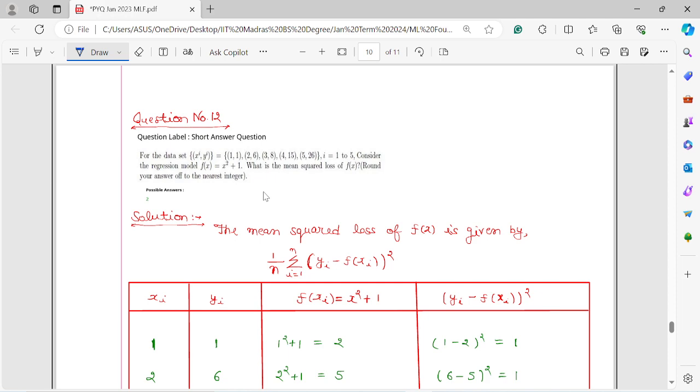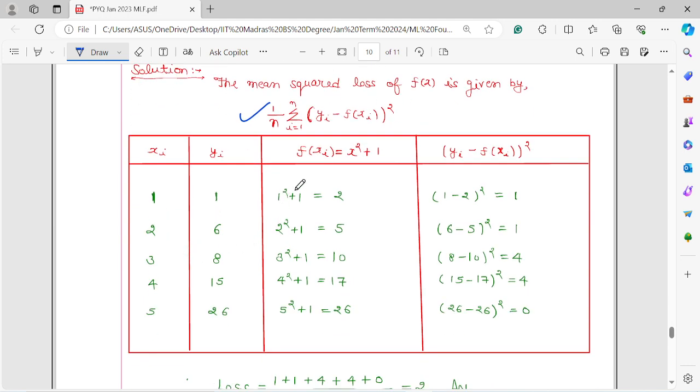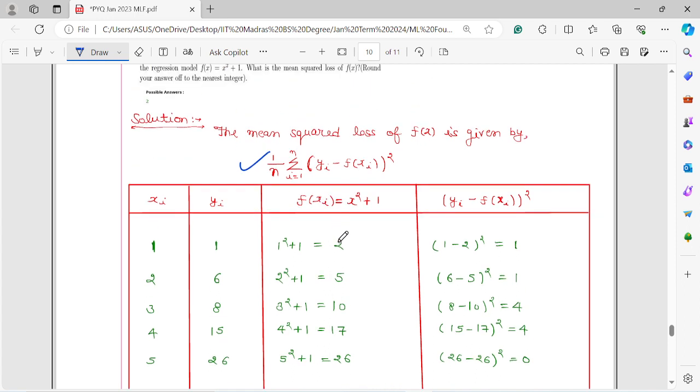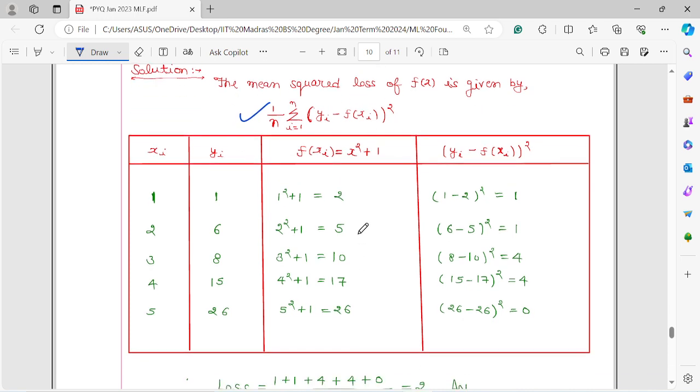The mean squared loss for a function is given by this formula, and I have tabulated these points. I have calculated the value of f(xi) with the help of this model, which is this. For the first it is 2, for the second data point it is 5, for the third it is 10, for the fourth it is 17, and for the fifth it is 26.